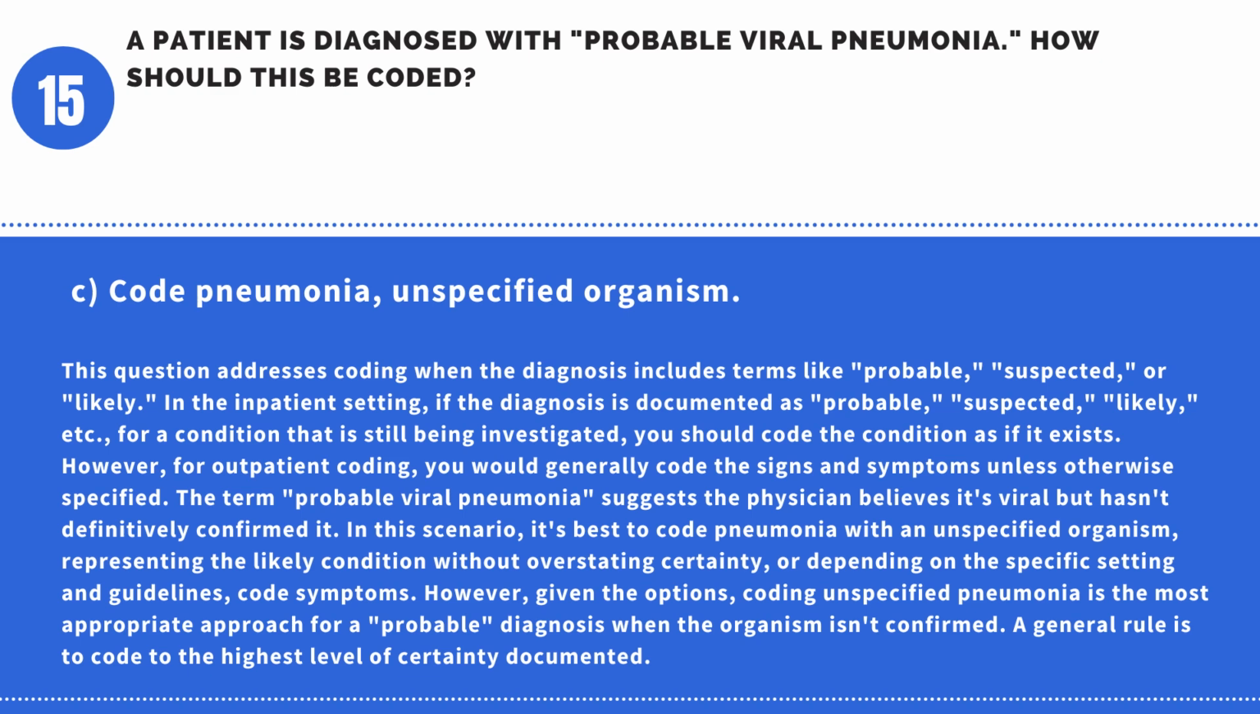The term probable viral pneumonia suggests the physician believes it's viral but hasn't definitively confirmed it. In this scenario, it's best to code pneumonia with an unspecified organism, representing the likely condition without overstating certainty, or depending on the specific setting and guidelines, code symptoms. However, given the options, coding unspecified pneumonia is the most appropriate approach for a probable diagnosis when the organism isn't confirmed. A general rule is to code to the highest level of certainty documented.